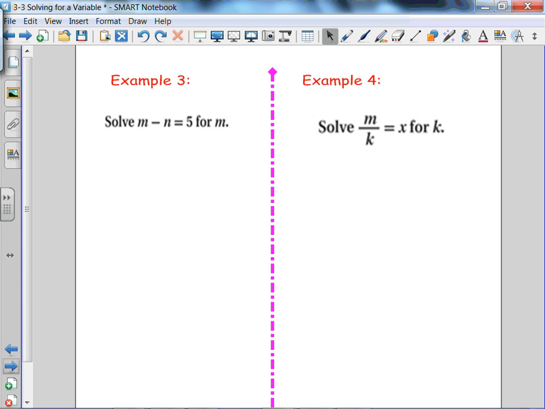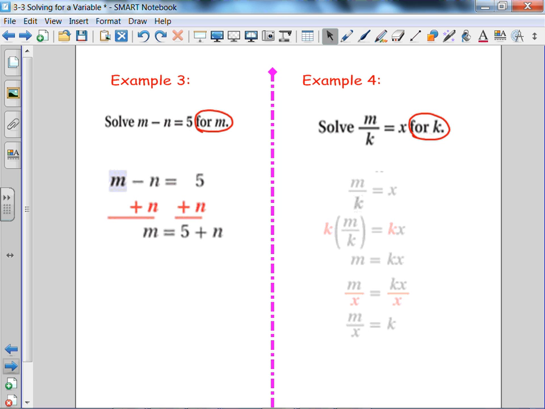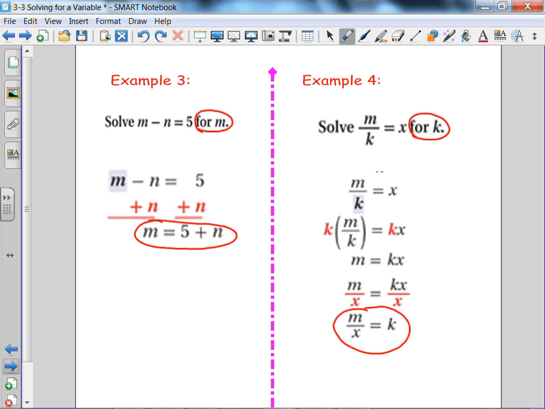There's 2 examples, examples 3 and 4. I want you to pause it and try to solve for the letters that are listed. In number 3, you're going to solve for M. In number 4, you're going to solve for K. So after you've paused it, here's the answer for each one of these. In number 3, you get that M is equal to 5 plus N. In the second one, you get that K is equal to M over X. Okay? So those are some long examples, some practice problems for you to be able to solve.